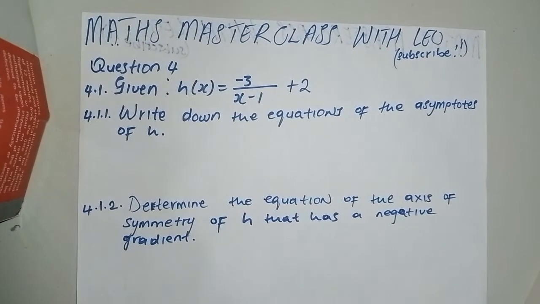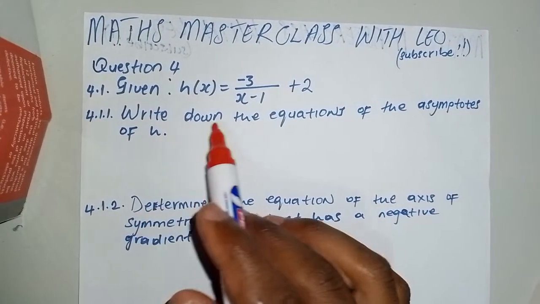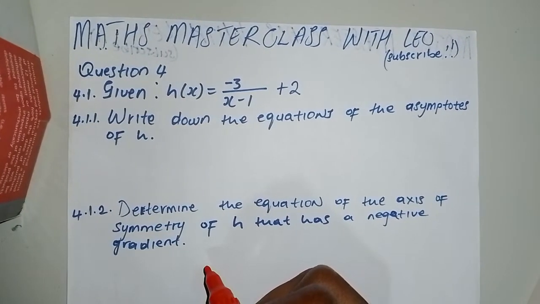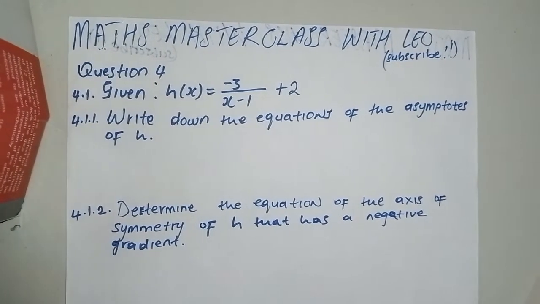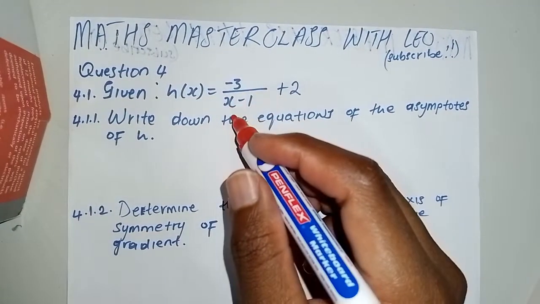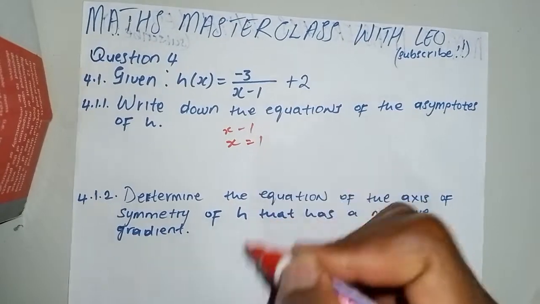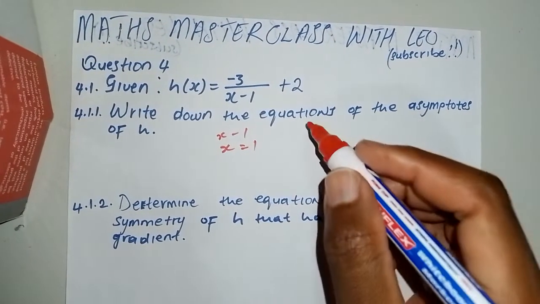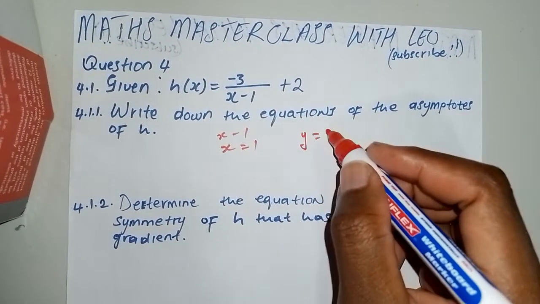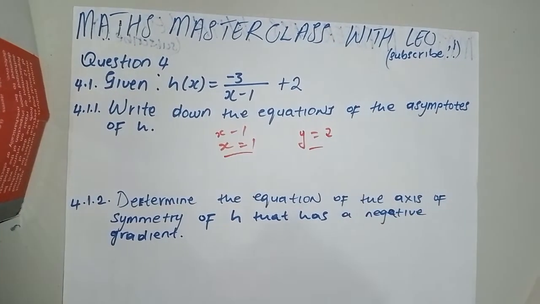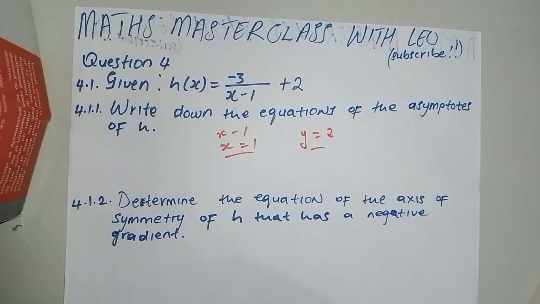It's hyperbola. Now they say write down the equations of the asymptotes of h. Remember the equation of an asymptote? In this case, I have x minus 1, so x is equal to 1. That is the first equation. The second equation, y is equal to 2. Those are my two equations. I'm done with the question.